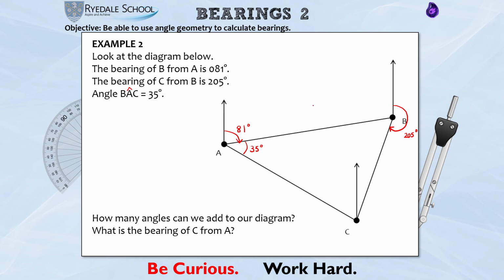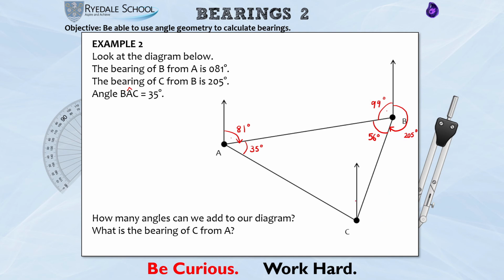So here I go. Using allied angles, I know that this and this must add up to 180 degrees. So this angle here must be 99. I can work out this angle here, because the angles around point B must add up to 360. Well, 205 and 99 is 304, which must leave that as 56 degrees.